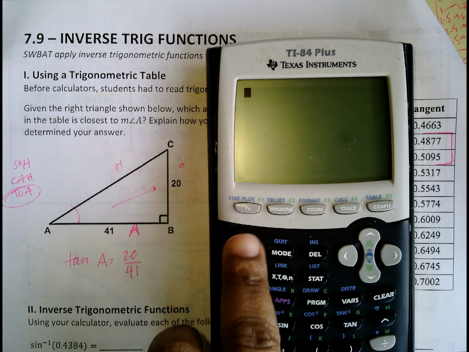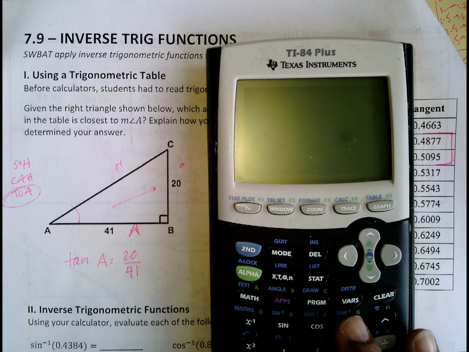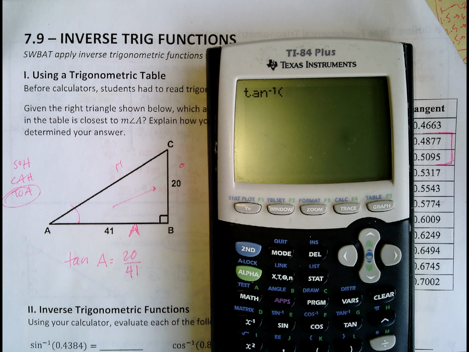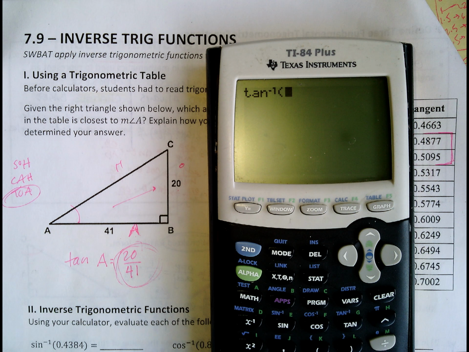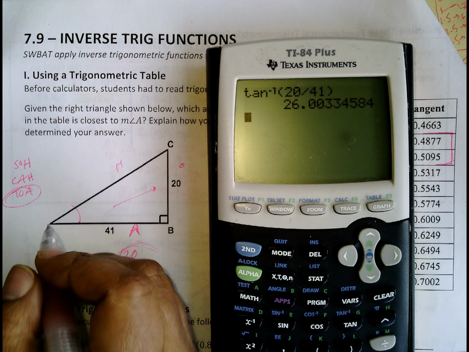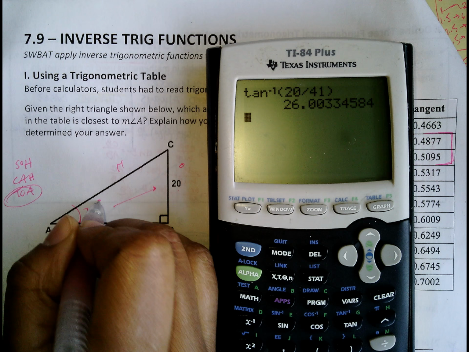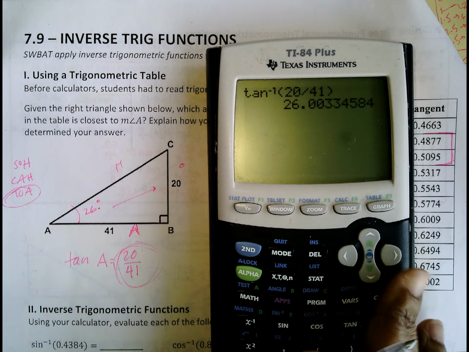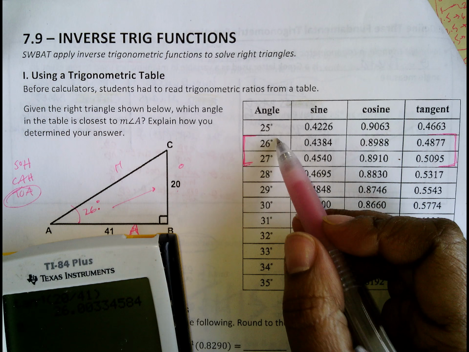So I'm going to hit second tangent, because that's going to take me to my inverse trig ratio, and all I have to do is enter this same ratio, and that's 20 divided by 41. Close that. And that's going to give me 26.003. So the measure of this angle A is 26.03, and I'm just going to leave it at 26. Okay, so I was right? You're going to be somewhere between 26 and 27.